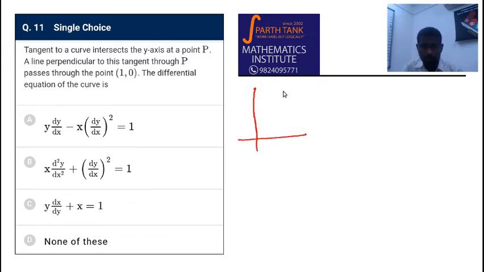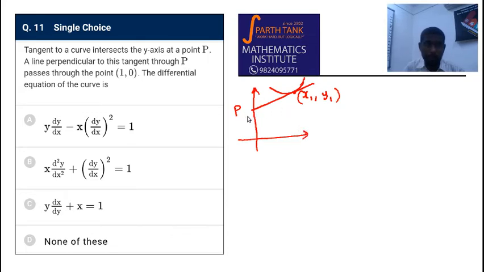okay, and this curve has a tangent. Let us say at this point it has a tangent. At point P they say, so let us call this point as x1 comma y1. So the tangent at x1 comma y1 passes through the y-axis at a point P. Right? Cuts the y-axis at a point P.